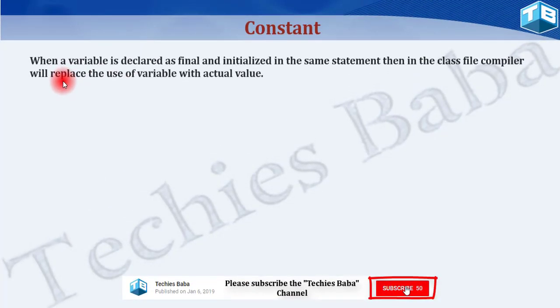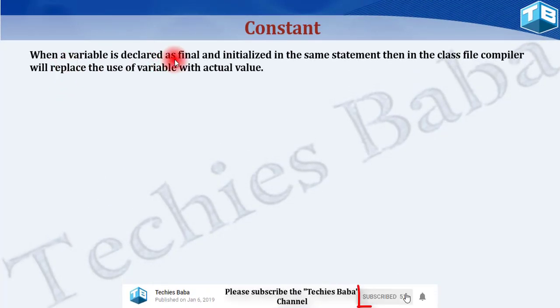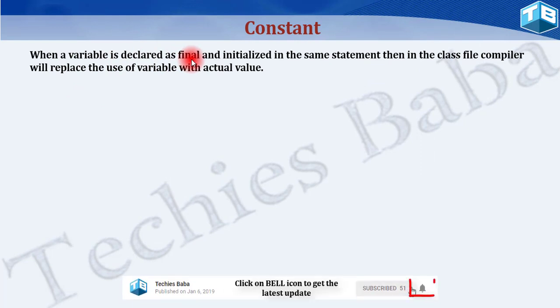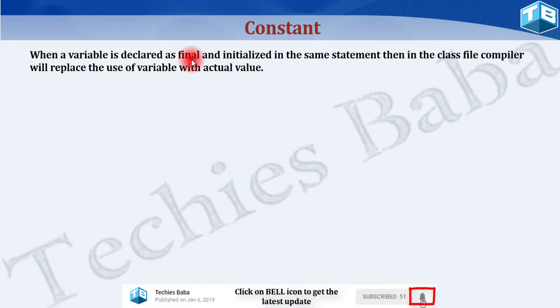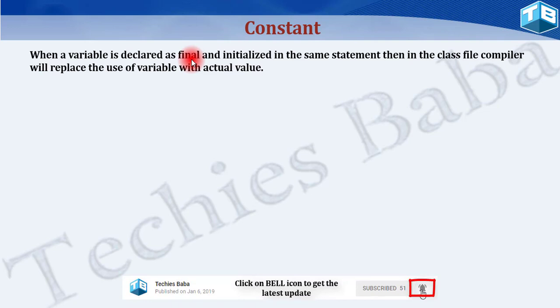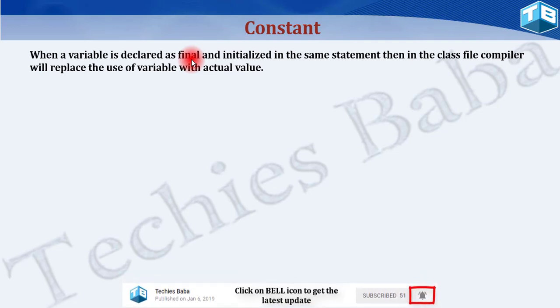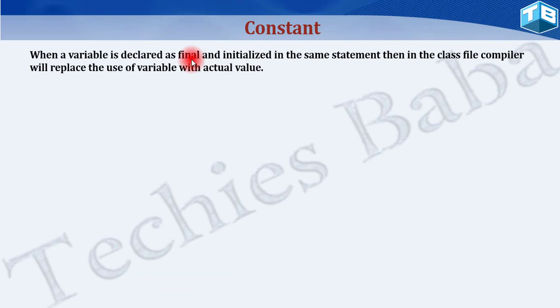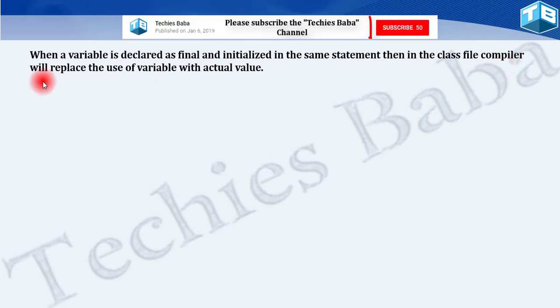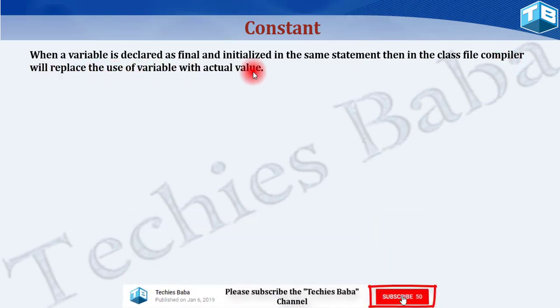So when a variable is declared as final, it means you are going to define a constant. Now we have seen two options. One is initialized in the same line, another is initialized in another statement. If you declare a variable as final and initialize it in the same statement, then in the class file the compiler will replace the use of the variable with the actual value.